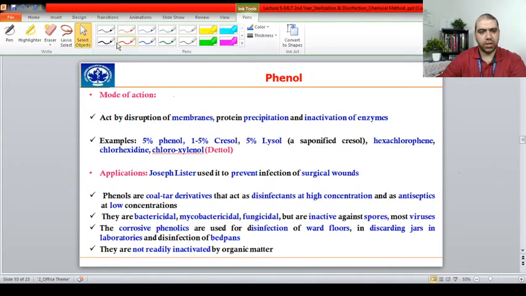Another chemical method is phenol. Phenol is simply a ring-shaped structure. You might have studied it in class 11, 12 in your organic chemistry. So this is your phenol. Then you can convert it into different forms based on the derivatization of this phenol. So how do they work? Again, they disrupt the outer membranes.